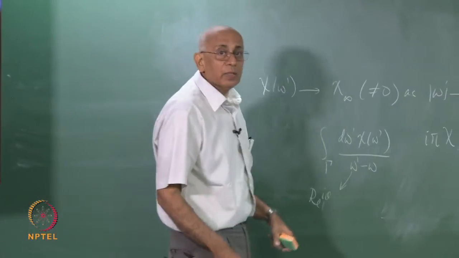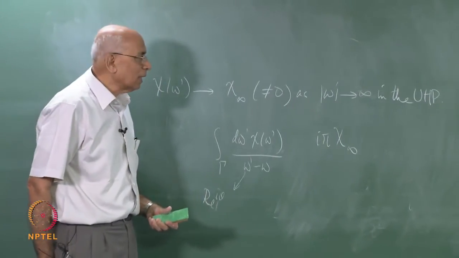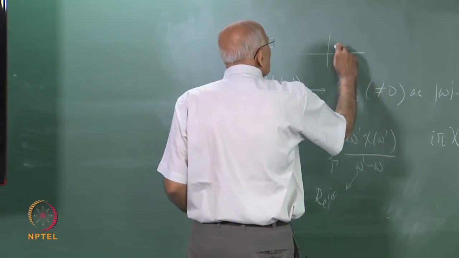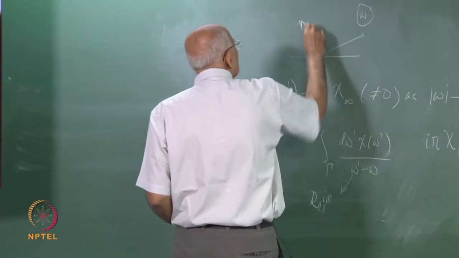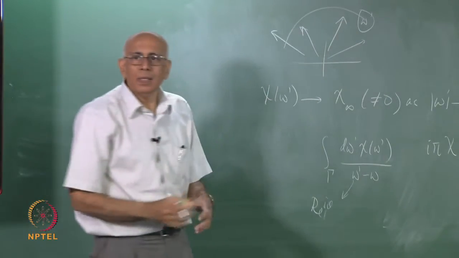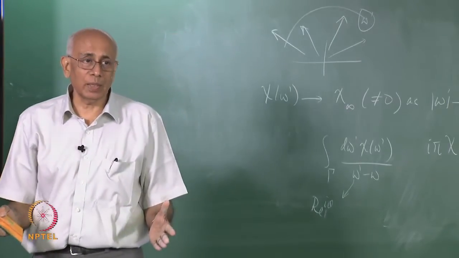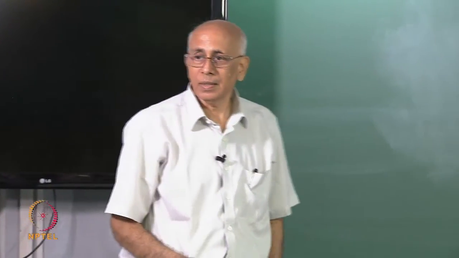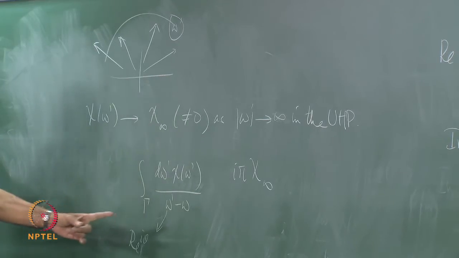It is another matter if it does not go to a constant but goes to a function of omega, then you have to worry about it, you have to do something else. But even here you have a problem, because I assumed that if omega prime goes to infinity along any direction whatsoever, this chi went to the same constant chi infinity. There is no reason why that should be the case. Along different rays it might go to different values, different constants, say it smoothly changes or something like that. Then I can't do this integral at all.